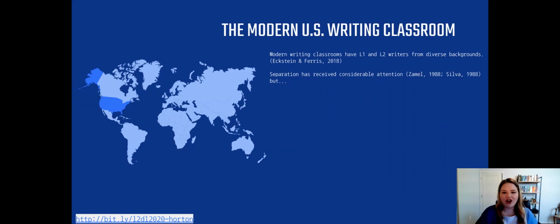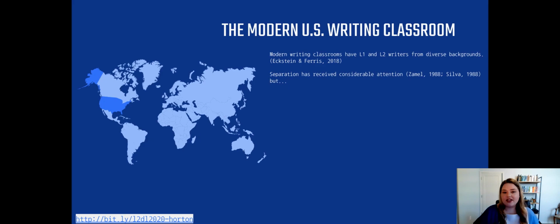So a brief background on the modern US writing classroom is that it's a very diverse place. There are lots of different students with lots of different cultures and languages and literate identities that all enter into a writing classroom. In the 80s, you can see the citations that I listed from Zamel and Silva, there was a lot of conversation about separating students that had multiple language capabilities from those that were more monolingual. And that conversation is still alive and well today.